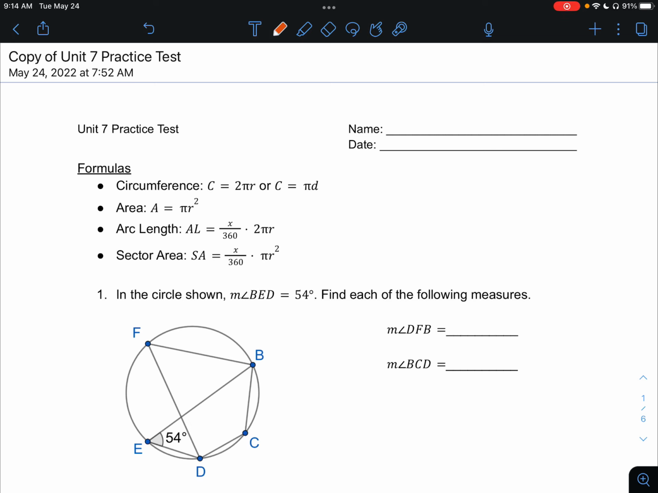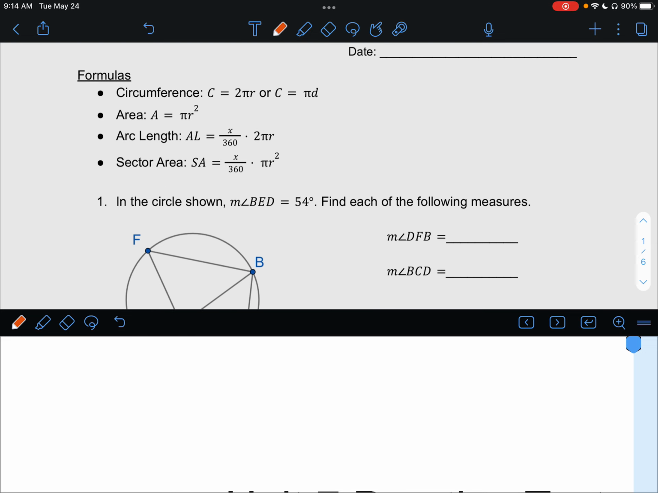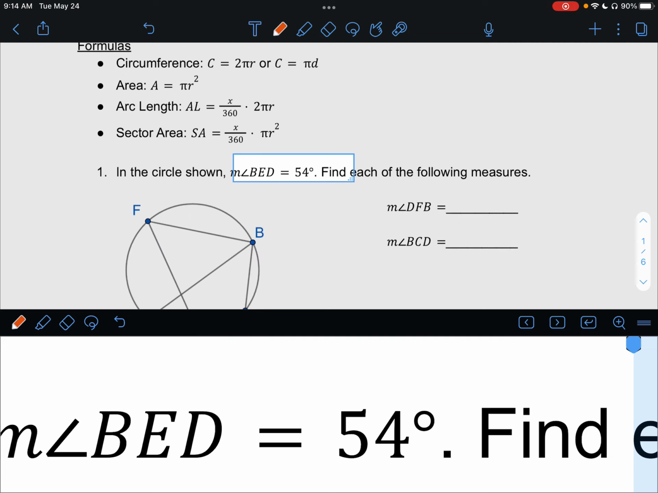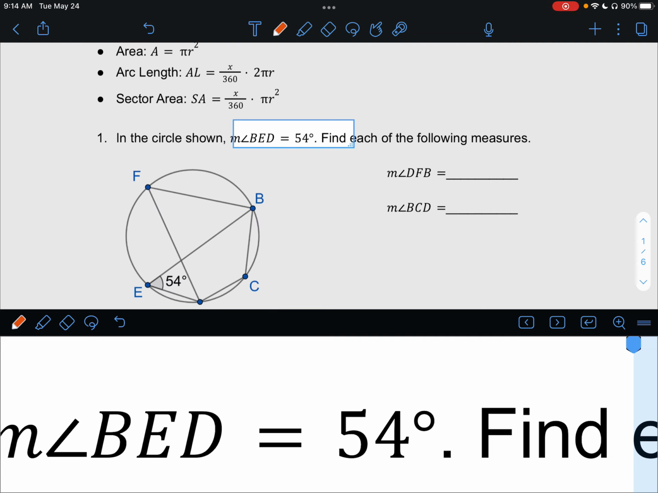Alright, geometry. So I just wanted to go over every single question on this practice test with you guys because they're not going to come up exactly tomorrow, but there are going to be some very similar questions that you're going to have to deal with. So let's start with the first one.